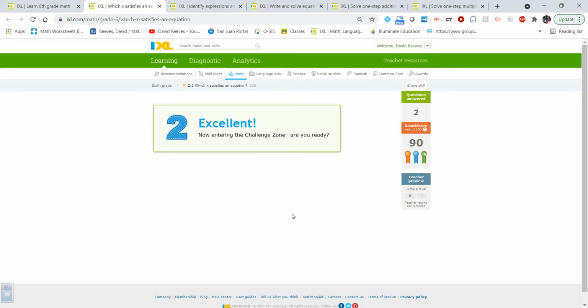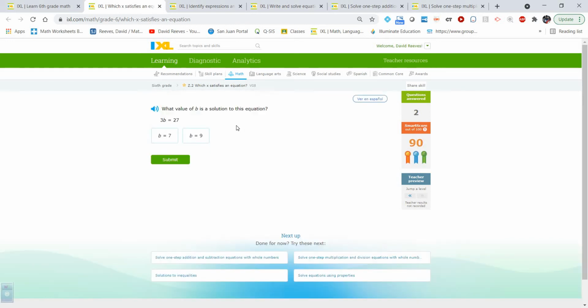All right, what about the challenge zone? What do we got going on here? 3b is 27. Guess what? It's no different. 3 times 7 is 21. 3 times 9 is 27.